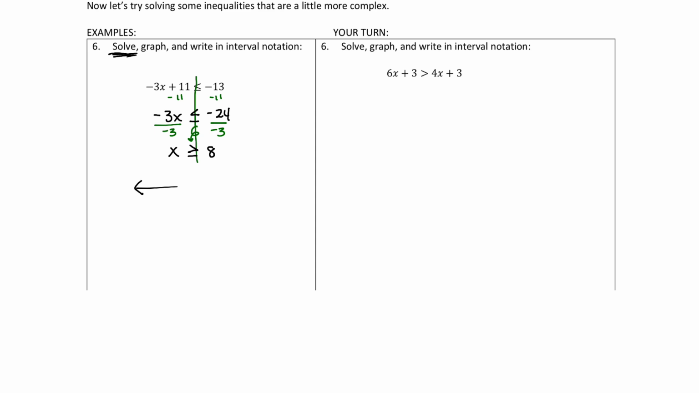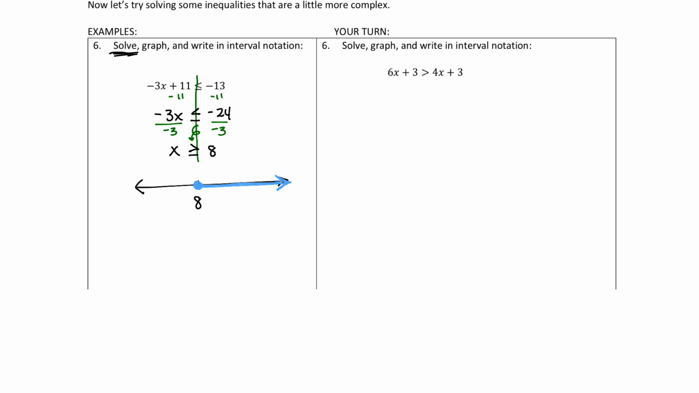Okay, graph it. There's 8, and it's going to be a closed circle, and it's going to point to the right. So here we go, to the right. There's your graph. Interval notation is closed circle at 8, and it goes to infinity with the parenthesis. These really aren't that hard, are they? I certainly hope you don't think so either. Okay, over here, your turn. So go ahead and pause, work it out, and come back.